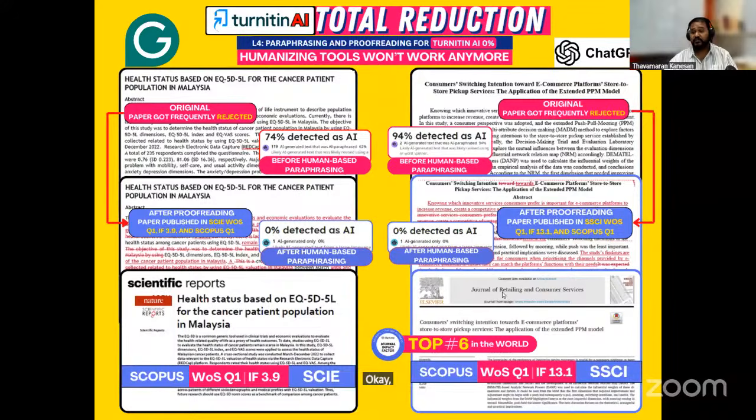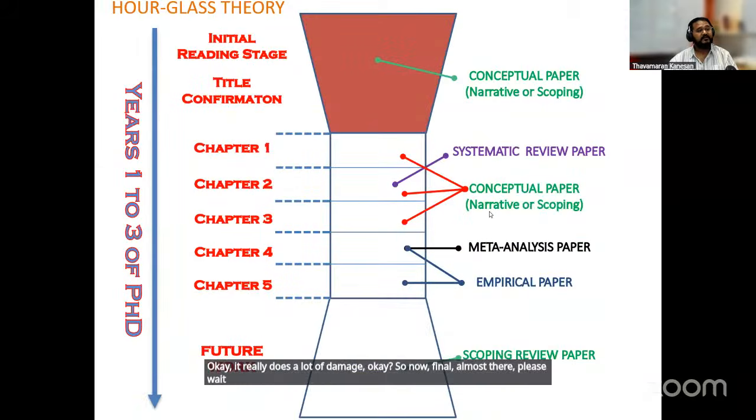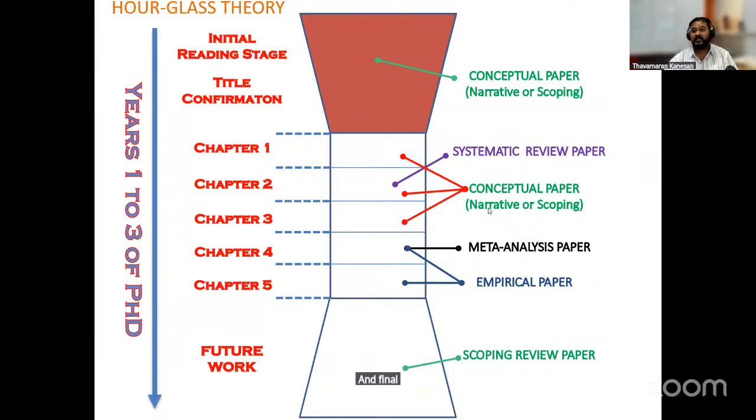Okay, Web of Science Q1. Okay, Journal of Retail and Consumer Services, impact factor 13.1, SSCI. That is the power of properly paraphrasing and completely stripping out your Turnitin AI. Okay, it really does a lot of damage. Okay, so now final, almost there already. Please wait.